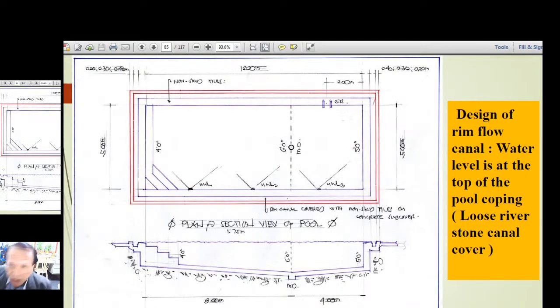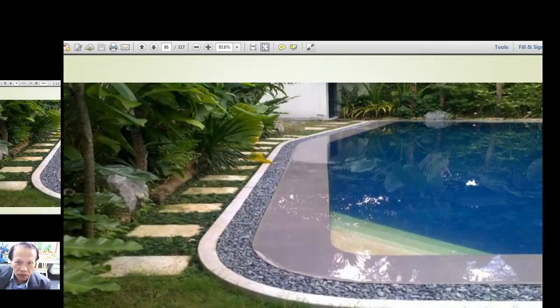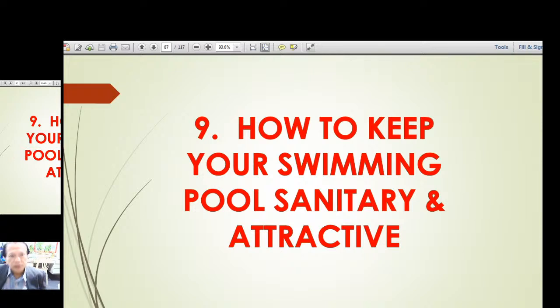And again, here is the tank layout. It is a 5 meters wide by 12 meters long tank. Okay, that was the one shown earlier. Design of rim flow canal: water level is at the top of the pool coping and the canal is covered with river stone. So you have here the river stone around the pool, no?